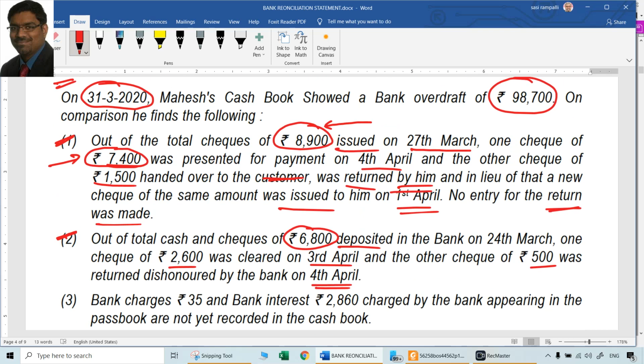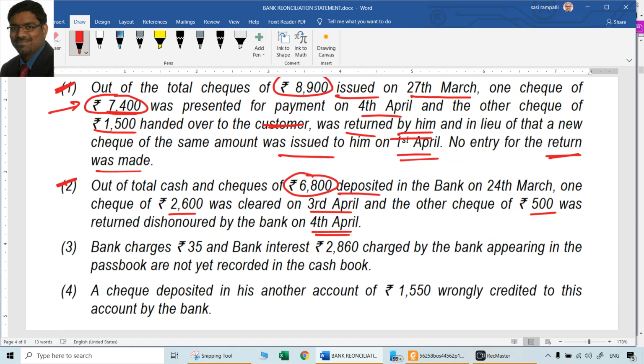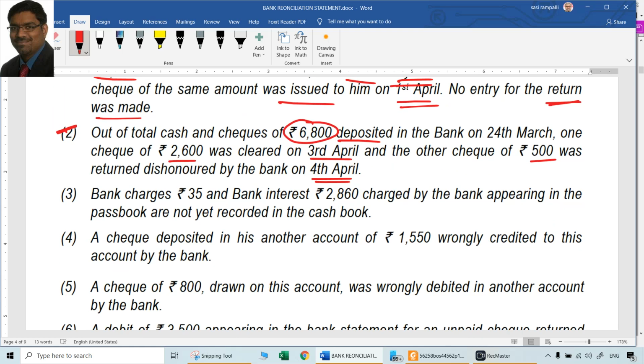But earlier 8,900 exactly was matching. That was incidental. 7,400, 1,500, only 2 checks were there about the issued checks. We treated both of them. But here 6,800 is the total amount of checks that is deposited. Out of that, only problem is with these 2 checks. Others would have been already cleared, no problem with them.